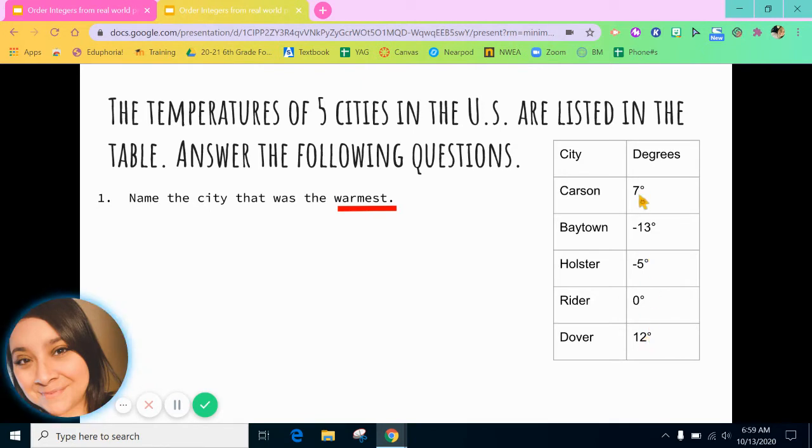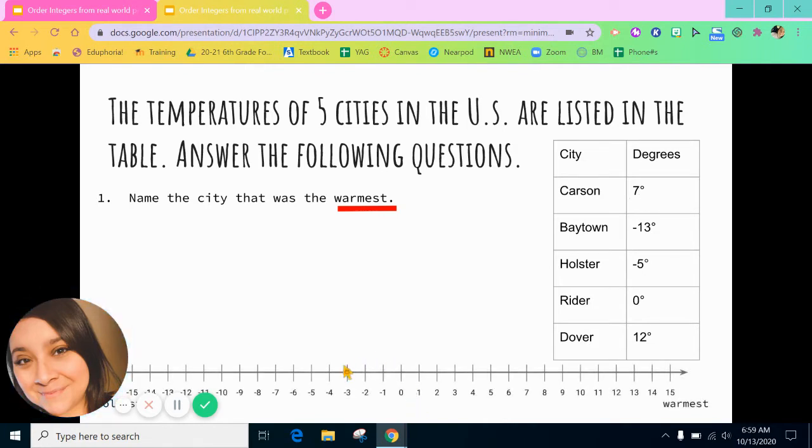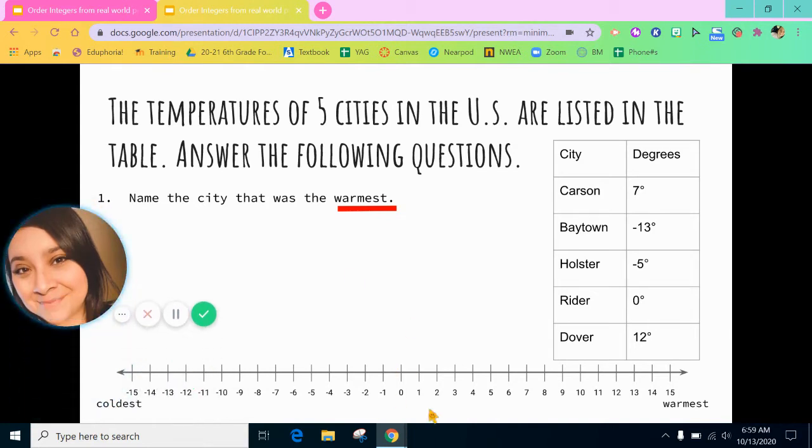The first thing I'm going to do to help me is to actually make a little number line. Your number line does not have to be perfect. If you were to draw it by yourself, you can skip around. I'm going to show you that a little bit later. But we have 0 in the middle. We have our positives going to the right, our negatives going to the left. And then all we're going to do is we're just going to plot these points on the number line.